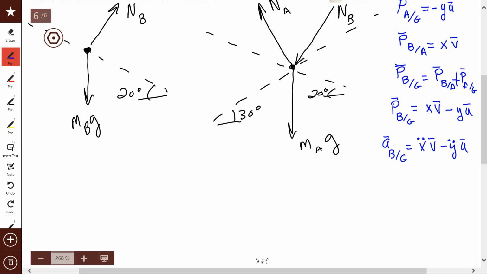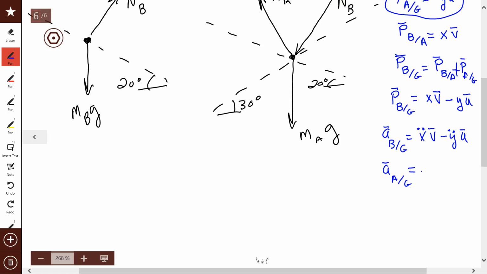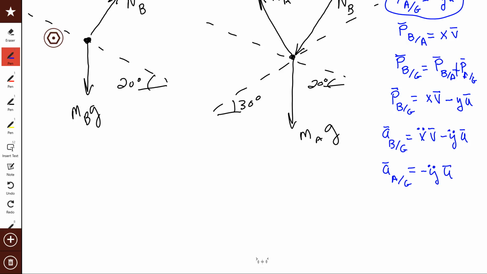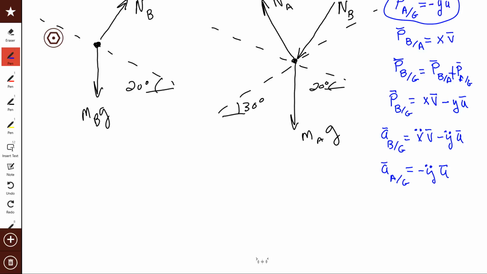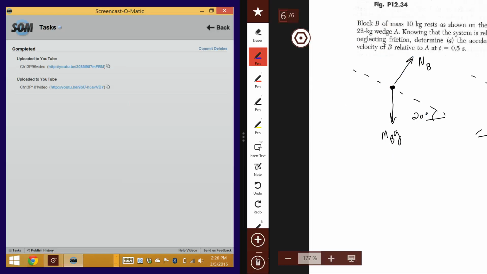And the acceleration of A relative to the ground is equal to the second derivative of the position. So that would be minus y double dot in U. Okay. Now what I'm going to do is put these into Mathematica and show how to handle this kind of stuff when you have vectors.